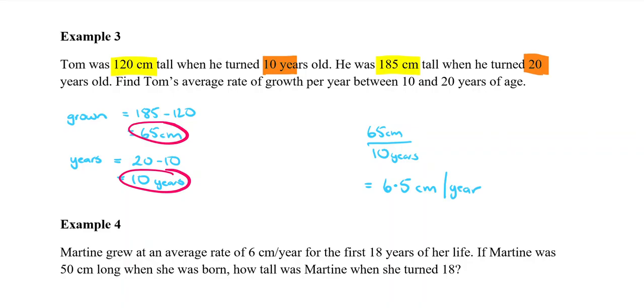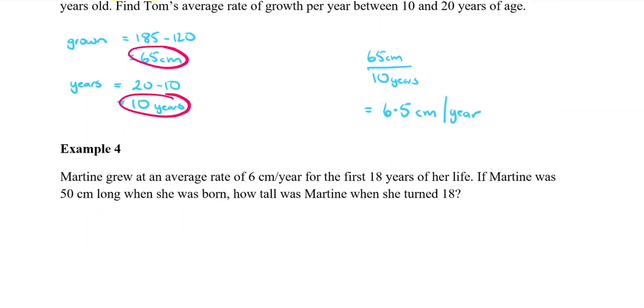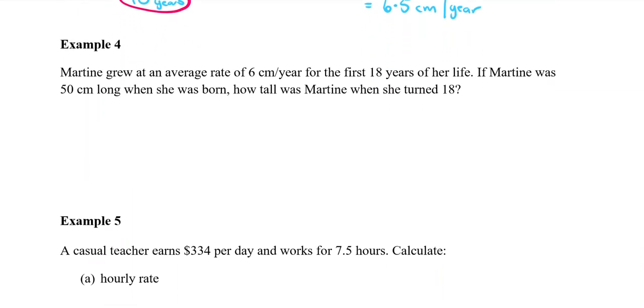Question 4. Martine grew at an average rate of 6 centimeters every year for the first 18 years of her life. If Martine was 50 centimeters long when she was born, how tall was Martine when she turned 18? So let's work out what her growth was in the first 18 years of her life. It says in the first part of the question that she grew at 6 centimeters per year for 18 years of her life.